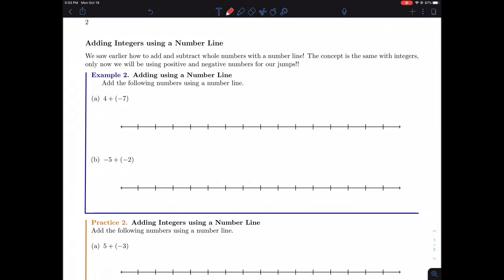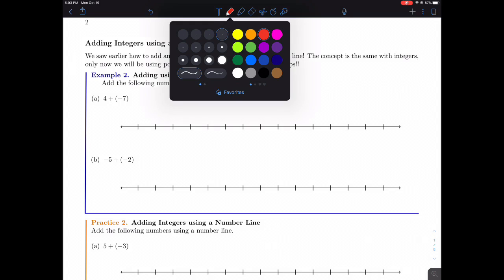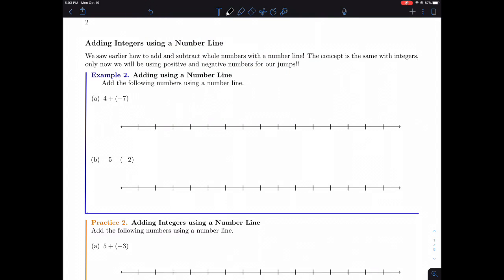So the sign of the number is going to depend on which way our arrows are going to go. In this case, I'm trying to add 4 plus -7. So let me put my 0 somewhere. Let me put it in the middle, I think, just to see. So 1, 2, 3, 4, 5, 6, 7, -1, -2, -3, -4, -7. So that looks good.